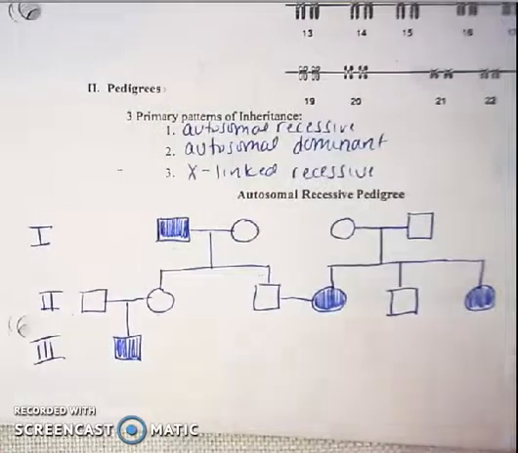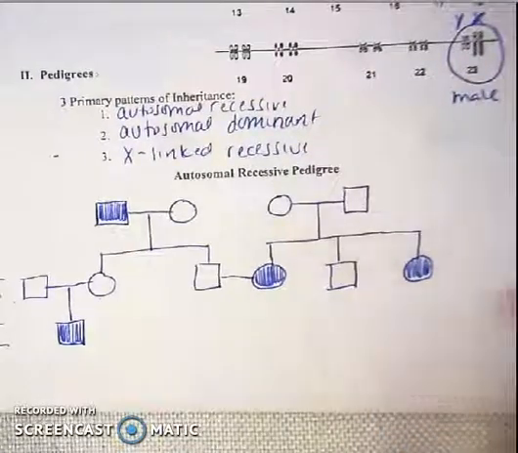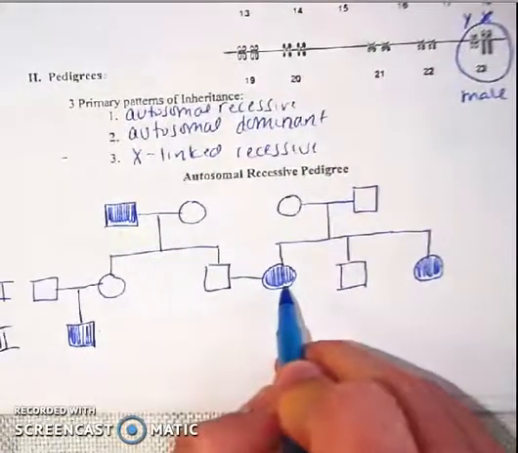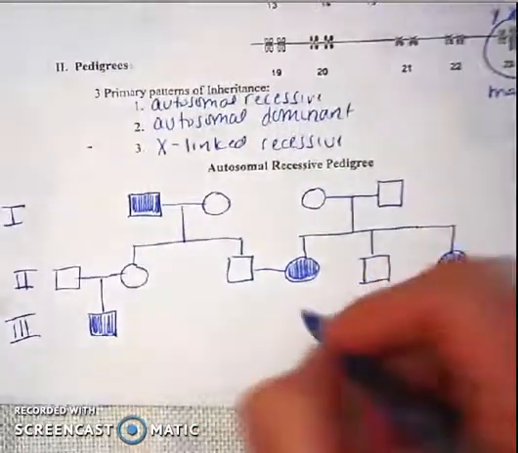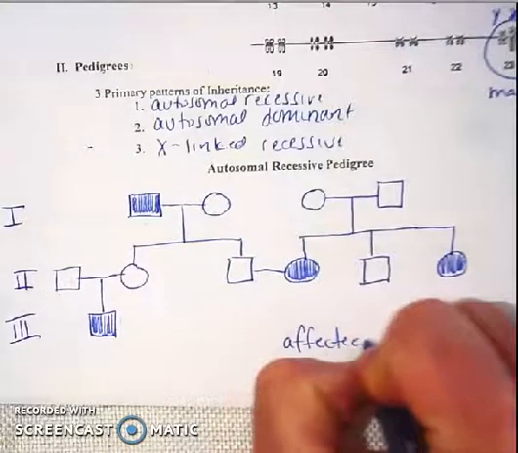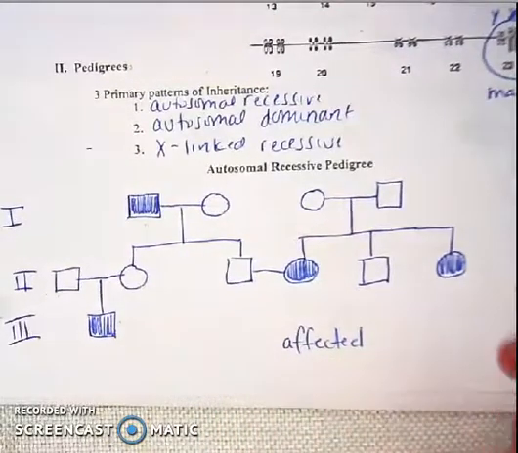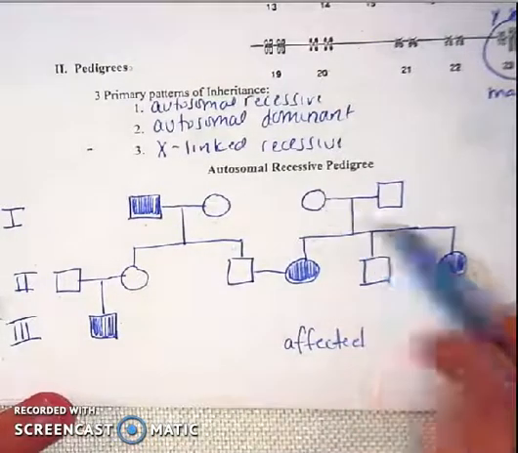Now, the role of a pedigree is to identify a specific trait, and the way that they identify that specific trait is by shading in the person within that actual pedigree. So all that shading means is that they are affected by the trait that you are interested in tracing. That doesn't mean that it necessarily has to be recessive. It doesn't mean that it has to be dominant.